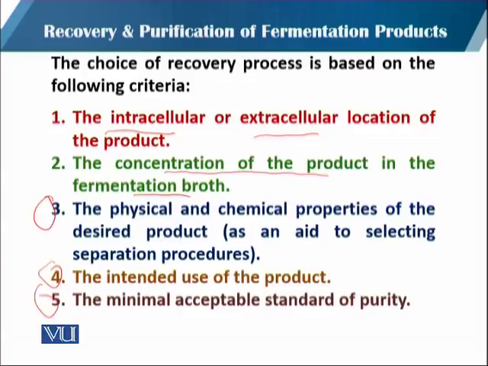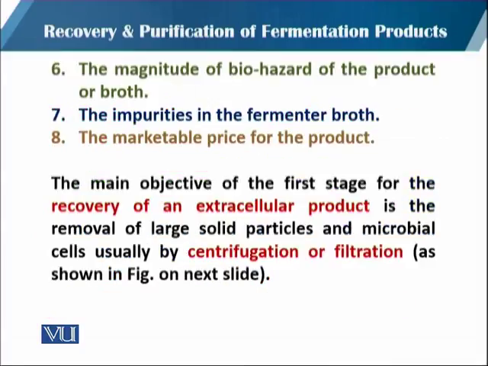The fifth is the minimal acceptable standard of purity. So we should know what the acceptable purity standard is in the market. The sixth is the magnitude of the biohazards of the product or the broth. Very critical, because this criterion is directly linked with the containment level of the fermentation process. Once we have checked the risk associated with the process organism, on the other hand, if the product is also having some biohazards, we should continue our recovery process accordingly.